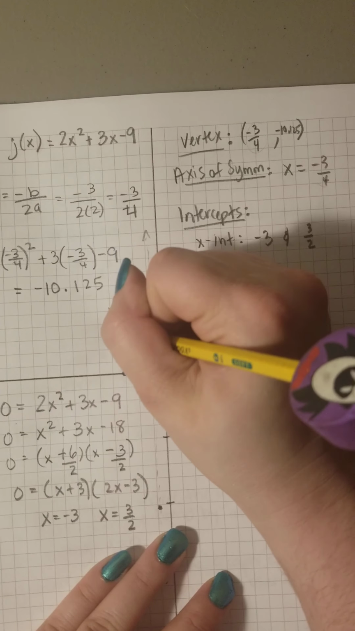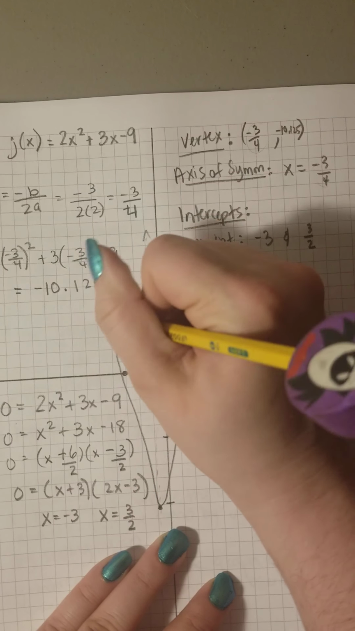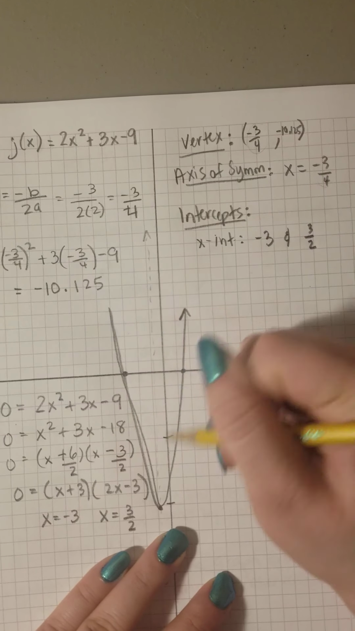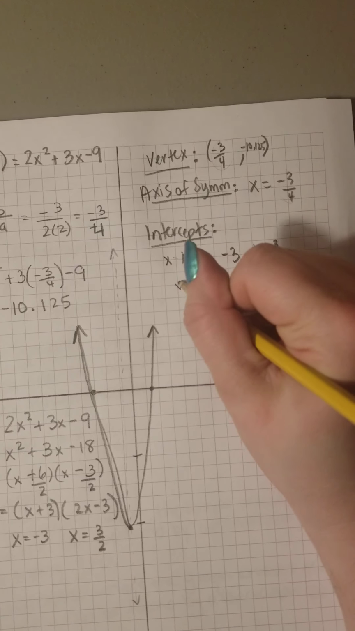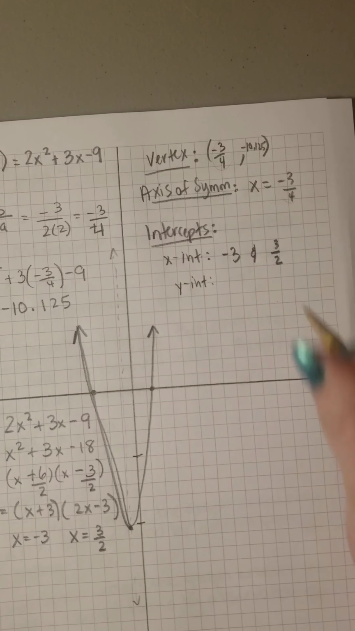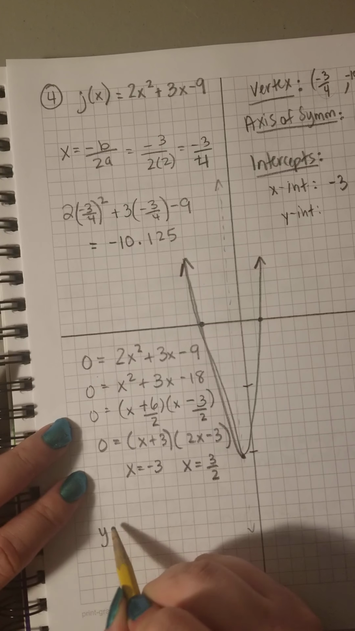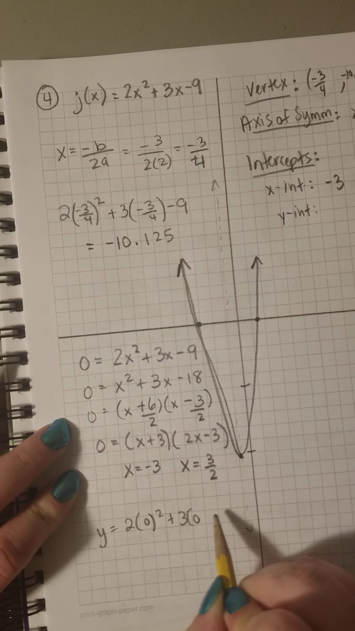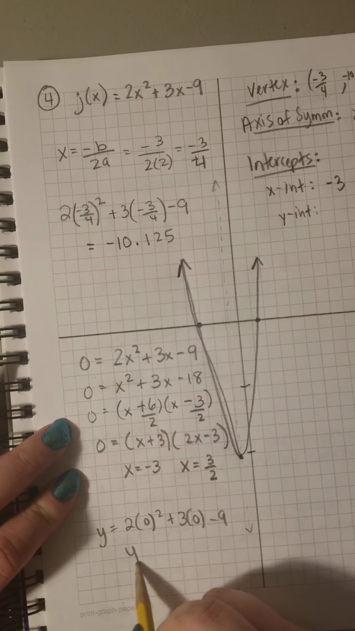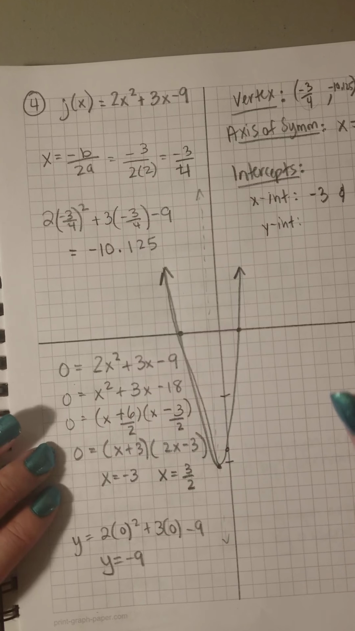So I can sketch now this parabola. Oh, that was not a good sketch. Hopefully yours is a little more rounded than I just made mine. There we go. Like that. If I wanted to find my y-intercept, I would have to set x equal to 0. So 2 times 0 squared plus 3 times 0 minus 9. So y is negative 9. So it crosses here at negative 9.